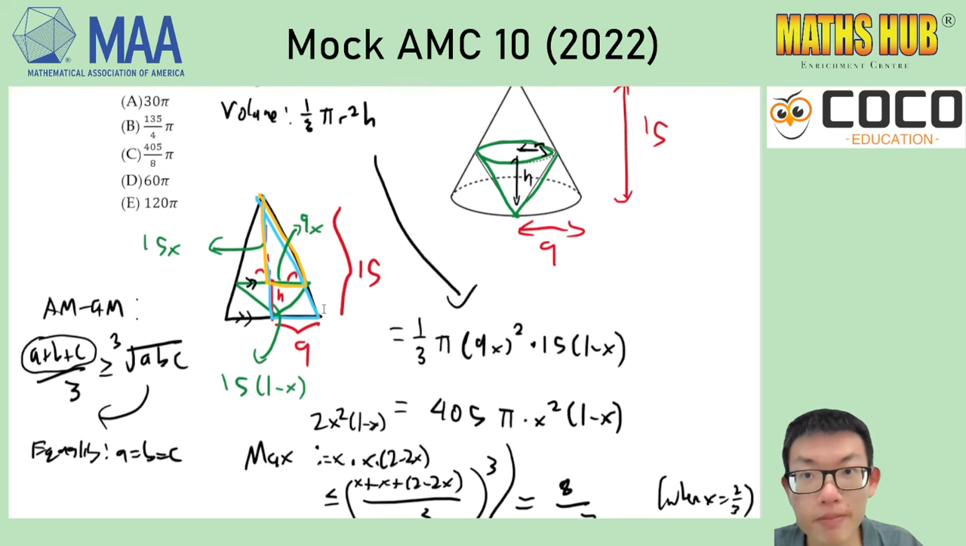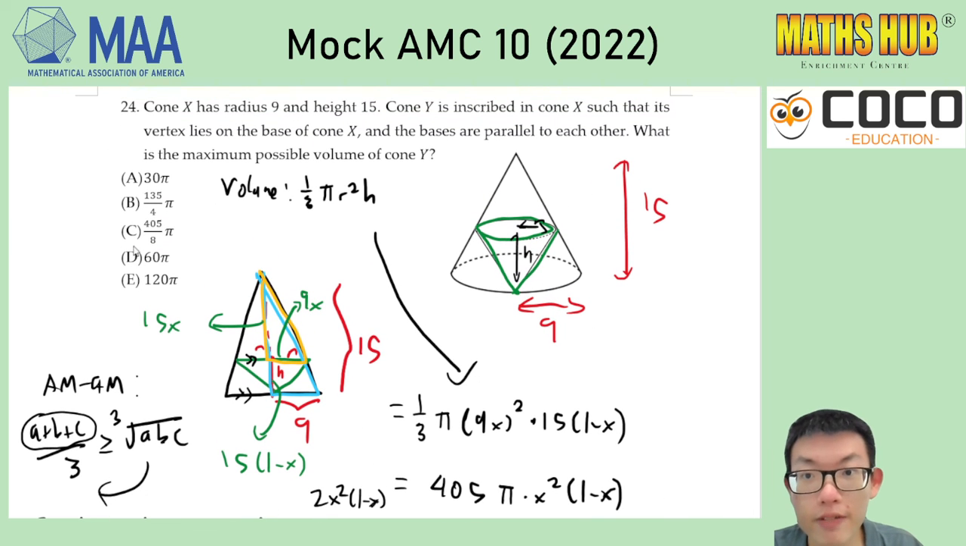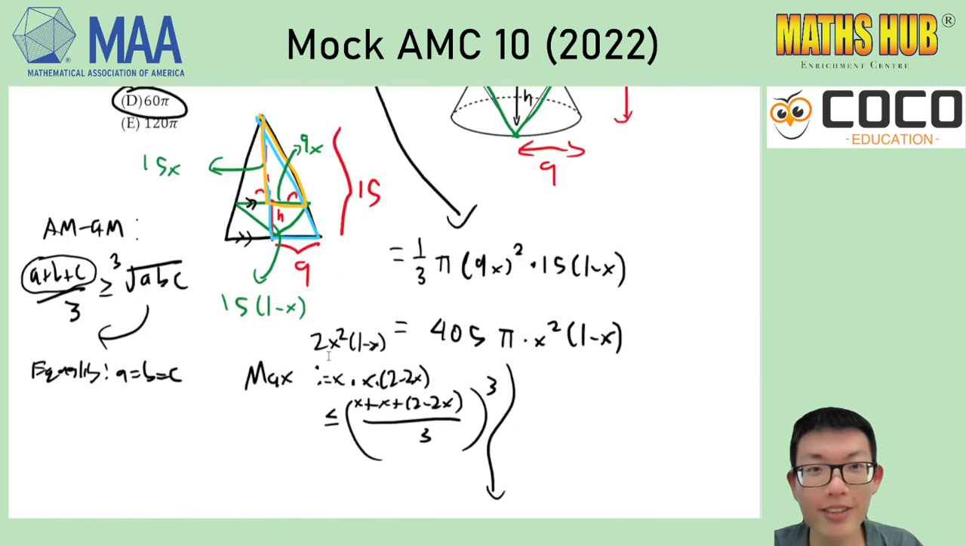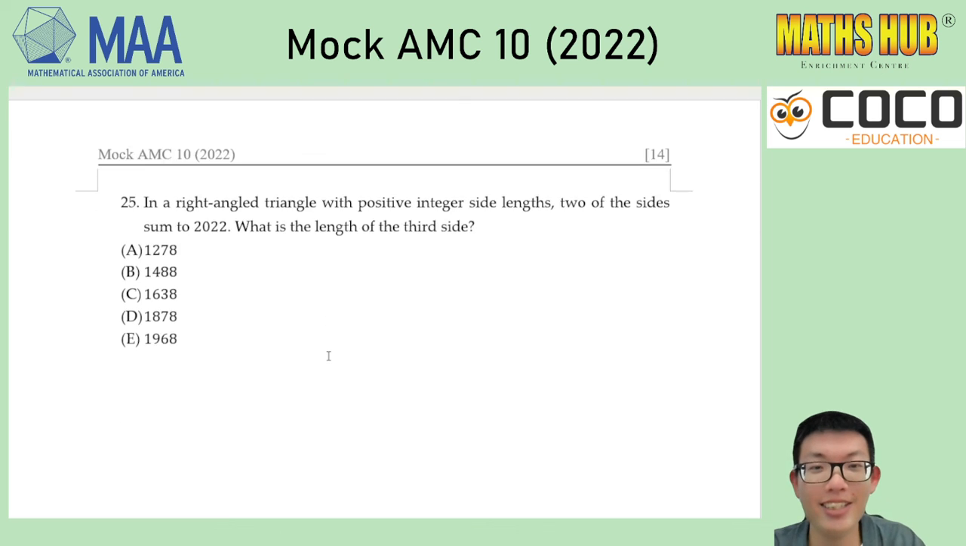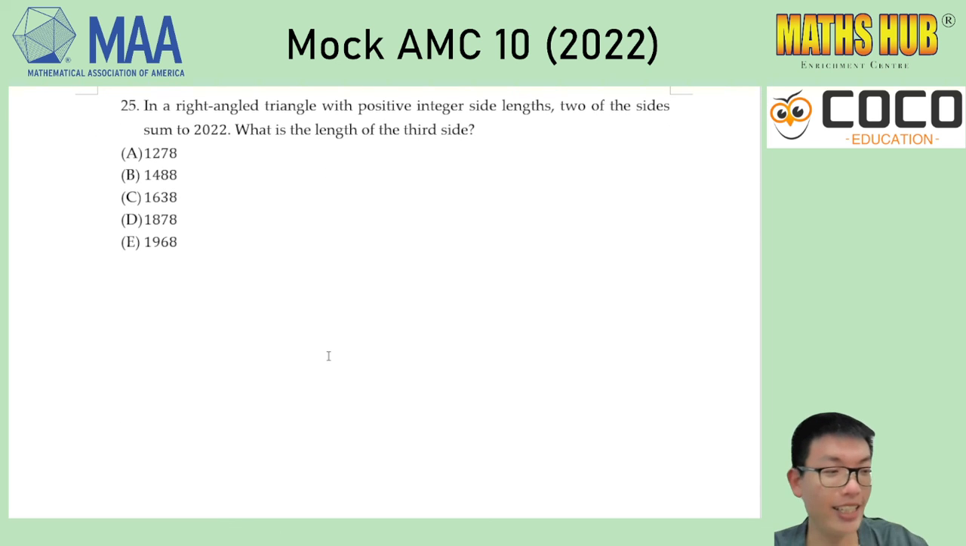Okay, so 60 pi is the answer, and with that we are on to the last question, which is actually really difficult. And this video is therefore going to be stretching a bit longer than expected because I think this last question merits a bit of explanation. Now, I was pretty happy when I discovered this has a unique answer because there is so little that needs to be said. In a right-angled triangle with positive integer side lengths, 2 of the sides sum to 2022. What is the length of the third side? And that is all.